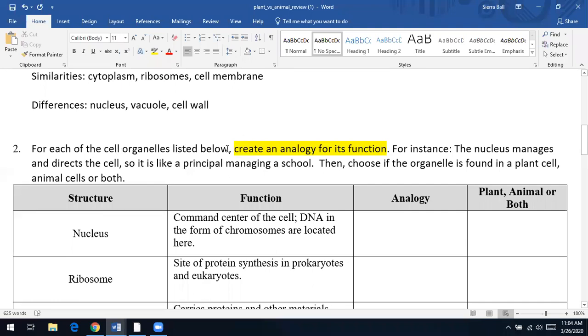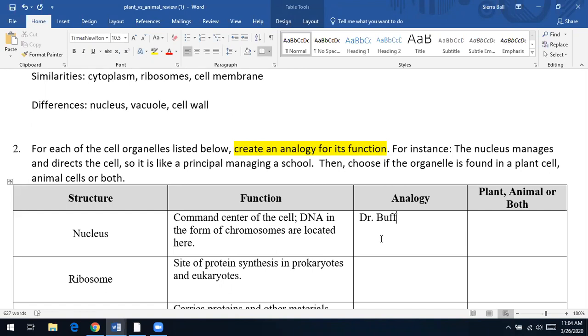It says, for each of the organelles listed below, create an analogy for its function. For instance, the nucleus manages and directs the cell. So it is like a principal managing a school, okay? Because Dr. Buff is the one who runs the whole school, she's the command center of our school, she would be considered the nucleus for our analogy here, okay?